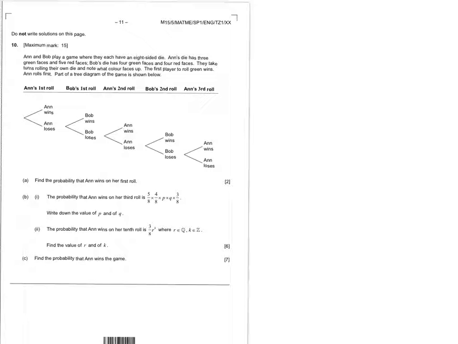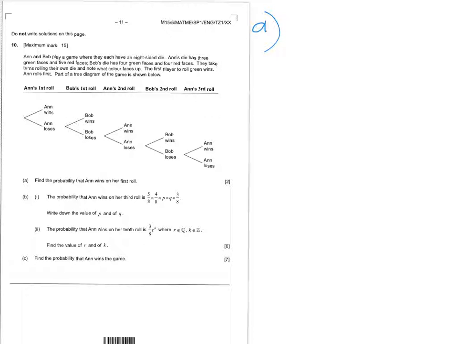Anne and Bob play a game. Anne's dice has 3 green faces, 5 red faces. Bob's dice has 4 of each. They take turns rolling their dice, and the first player to roll green wins and gets to go first. So, what's the probability that Anne wins on her first roll? That's a trivial question almost at this stage.